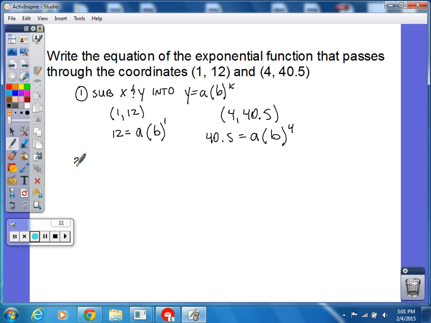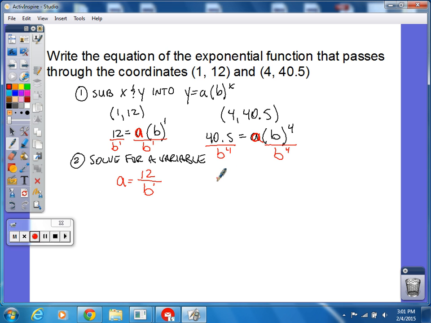My second step was to solve for a variable. So when I look at these two equations, the easiest variable to solve for in both of them is the variable A because it's by itself. It has no exponent. To solve for A, I would divide over here by B to the first, both sides. So I get A equals 12 over B to the first. And then over here, I would divide by B to the fourth. So I would get A equals 40.5 over B to the fourth.